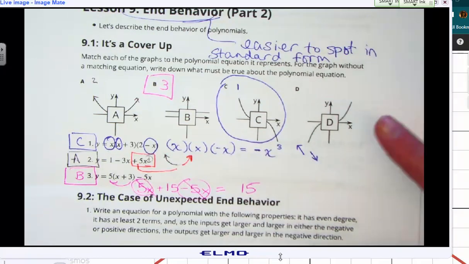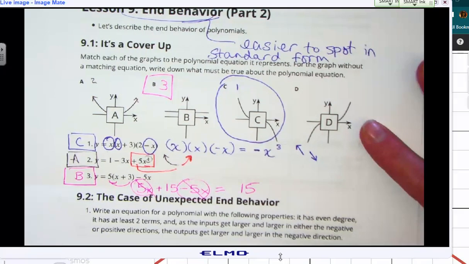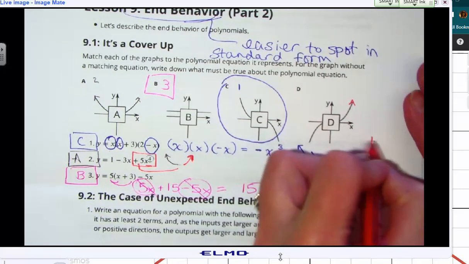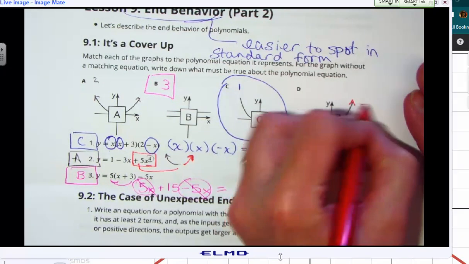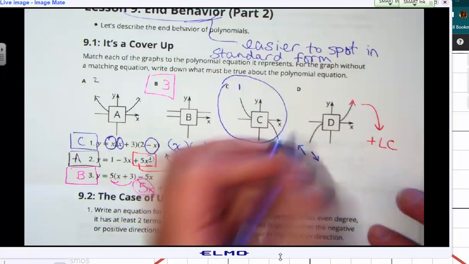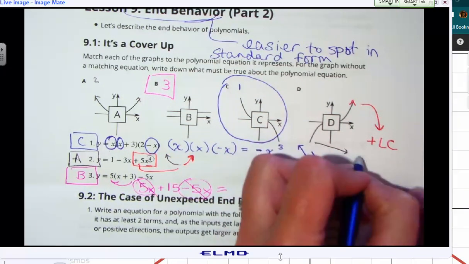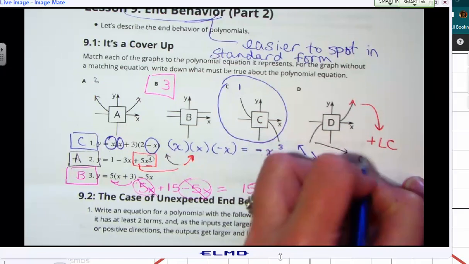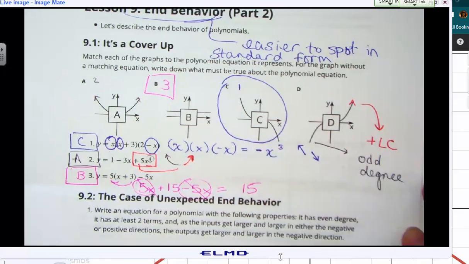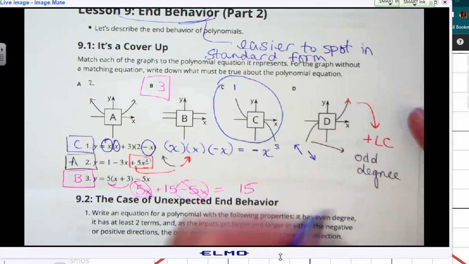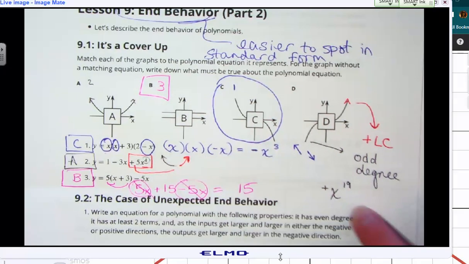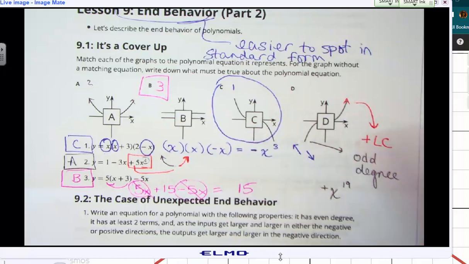Now for this one, we don't have a match that goes with D. So I have up on the right, that's going to tell me I have a positive leading coefficient. I have an opposite, it's down on the left. So this would have to be an odd degree. So if I had something like a positive x to the 19th, that would work for this kind of graph.